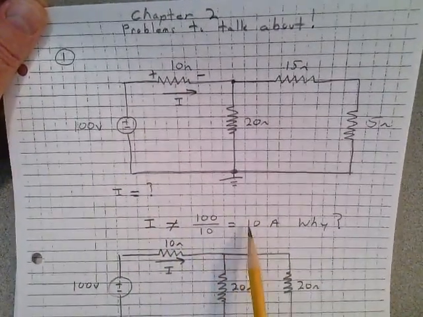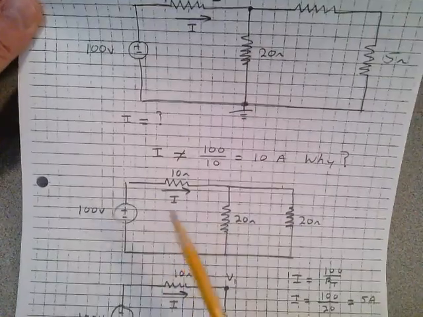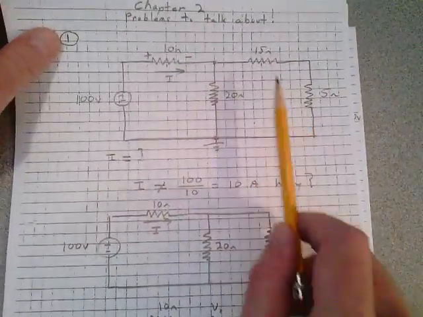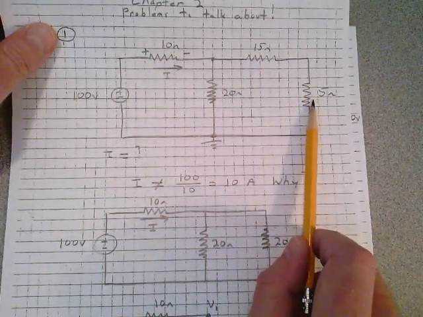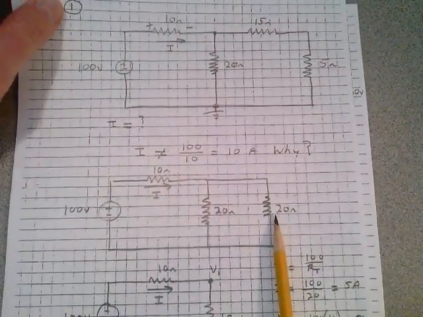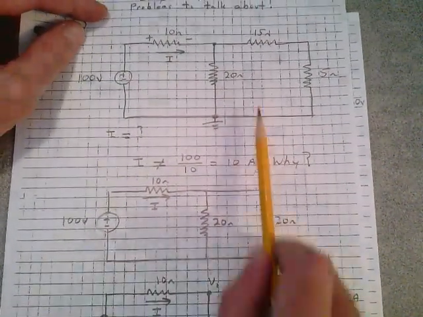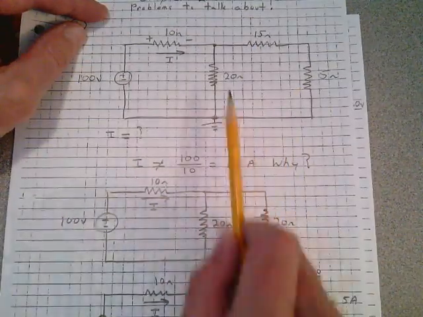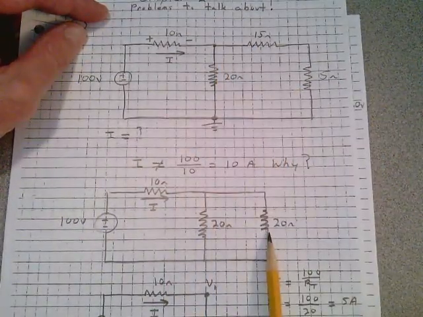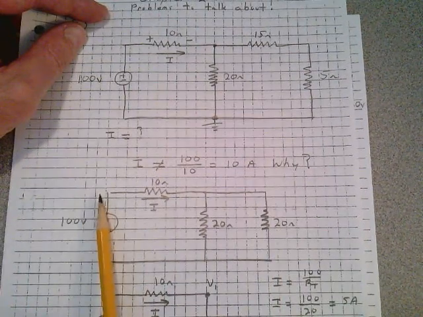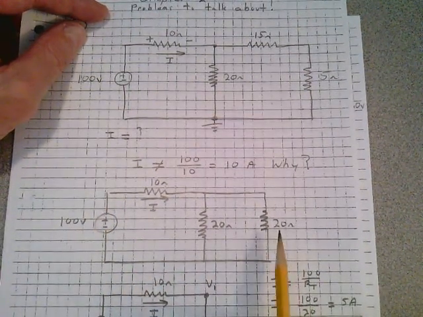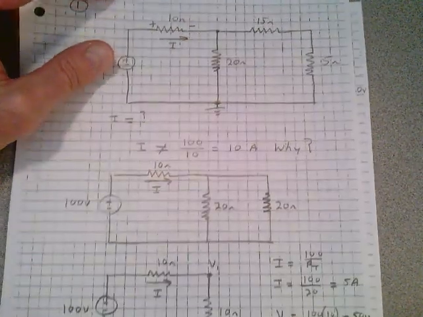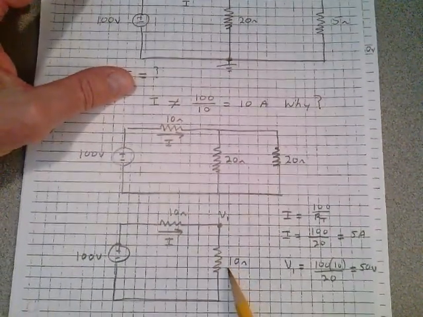It's not 10 amps. Why? Because you have to take the circuit and look at the series combination of the 15 and the 5 to get 20 down here. And you see that that's in parallel with this 20. You have to work toward a total resistance looking from the source here of 100 volts. This 20 in parallel with the 20, on a product over the sum, gives you 10 ohms.